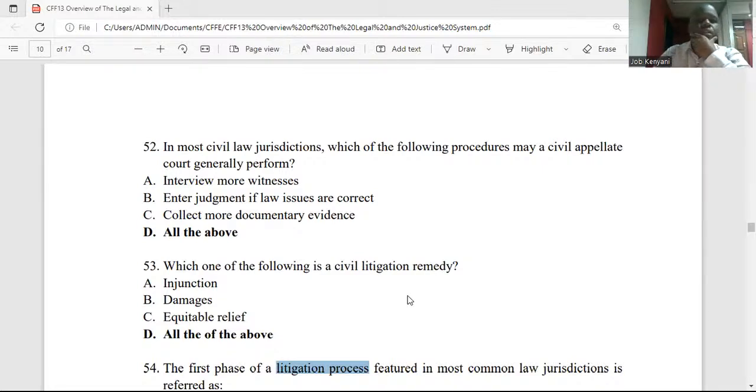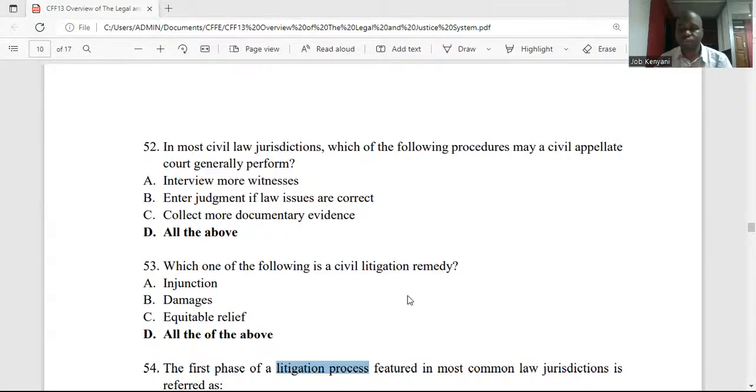A civil litigation is basically a matter before the court involving private individuals. So the civil law is the one that is applied to resolve such a matter. It is civil in nature. A civil lawsuit is a suit involving just private individuals.